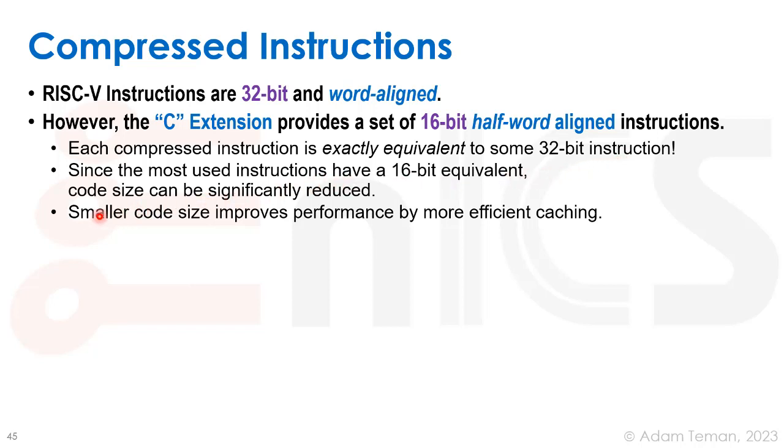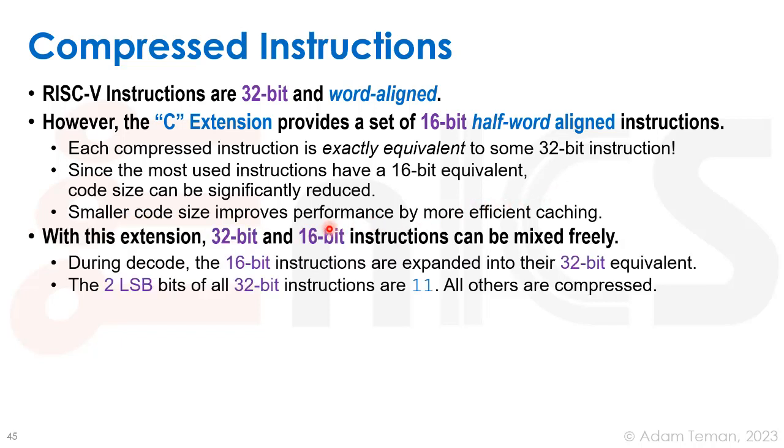Okay, this can improve performance, more efficient caching, and other things. With this extension, 32-bit and 16-bit instructions are mixed freely with each other, and therefore during decode, we have to check whether instructions are 16-bit, and we can immediately notice that because the bottom 2 bits are not going to be 1, 1. If we see that the bottom 2 bits are not 1, 1, we know we need to take the 16-bit instruction and expand it into its 32-bit equivalent, and then send it on down the data path just as if it was a 32-bit instruction, just using a little less code space.